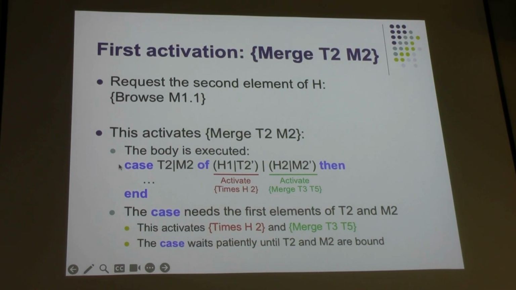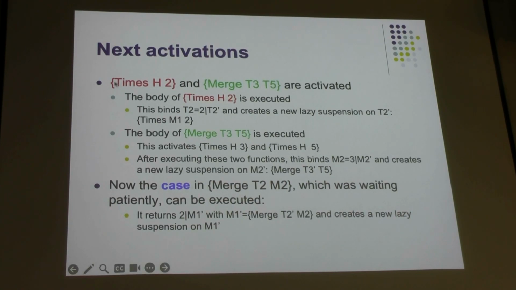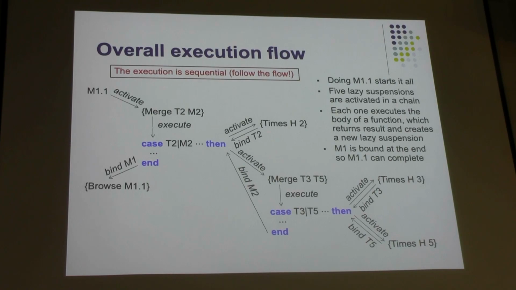But now I've activated the two other lazy suspensions. They will do their work, and they will eventually bind T2 and M2, and then the case statement will continue. So you notice there's the red one, I made it color, times H2 in red, and the merge in green. So here again, I keep the red and the green up. The body of times H2 is executed. So again, this body also has a case statement and so on. It does stuff, okay? And the body of merge T3, T5 is executed again. And this merge will again activate two more of them. And eventually, things come back to the original case, which still sits there waiting, and then it runs, it executes.